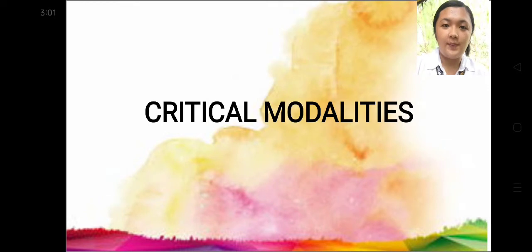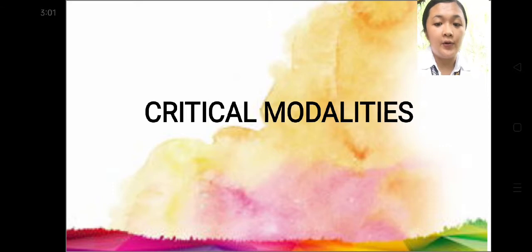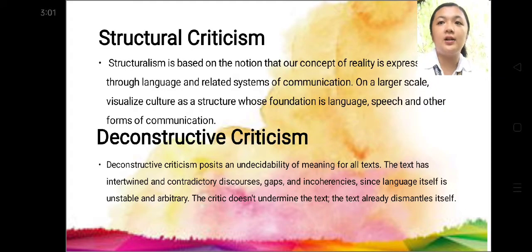And now let's talk about critical modalities. When we hear the word critical or criticism, it is an analysis and judgment of the merits and faults of a literary and artistic work. There are 6 critical modalities. The first one is structural criticism.